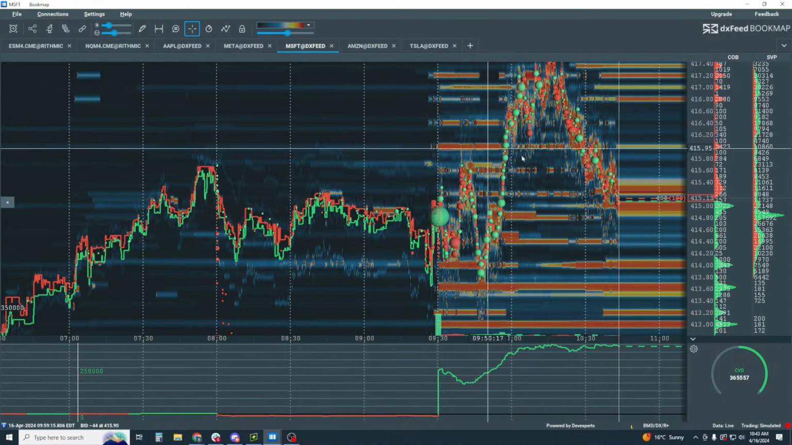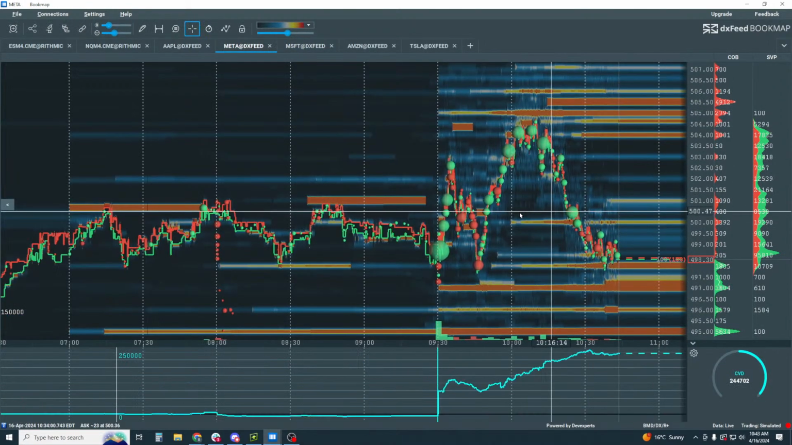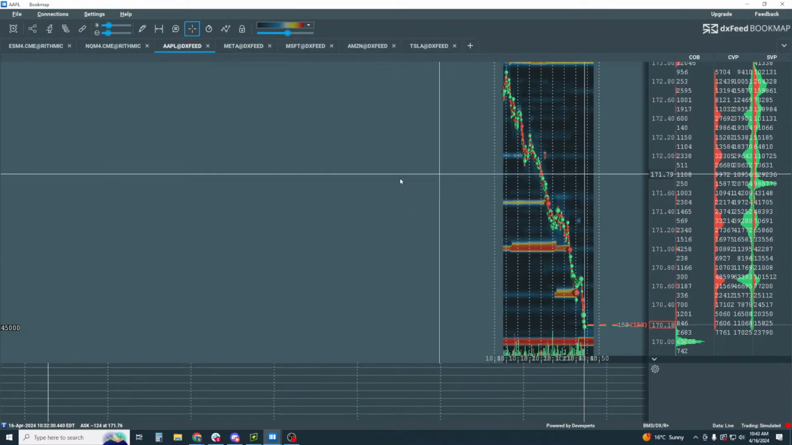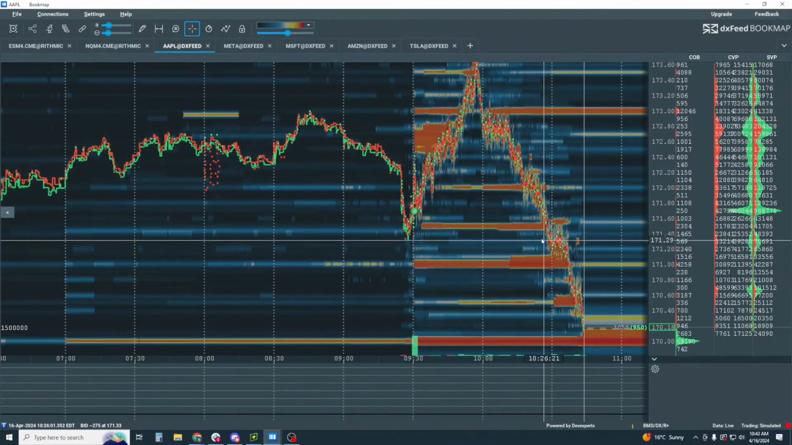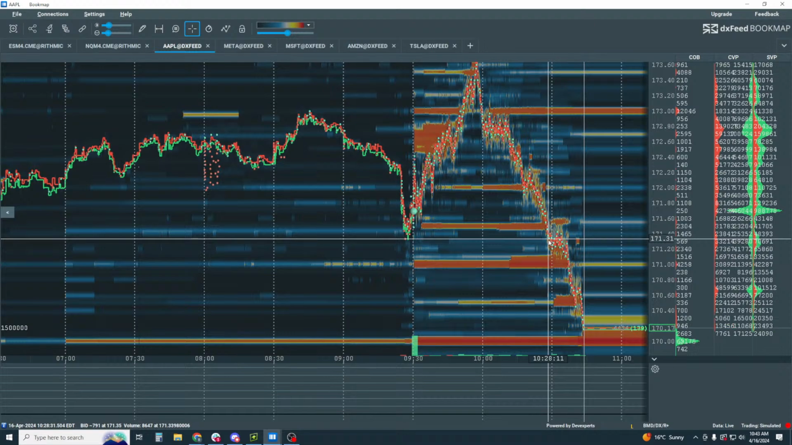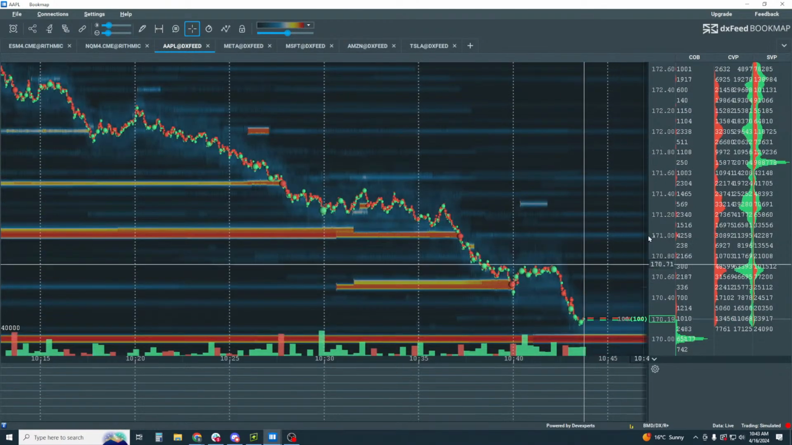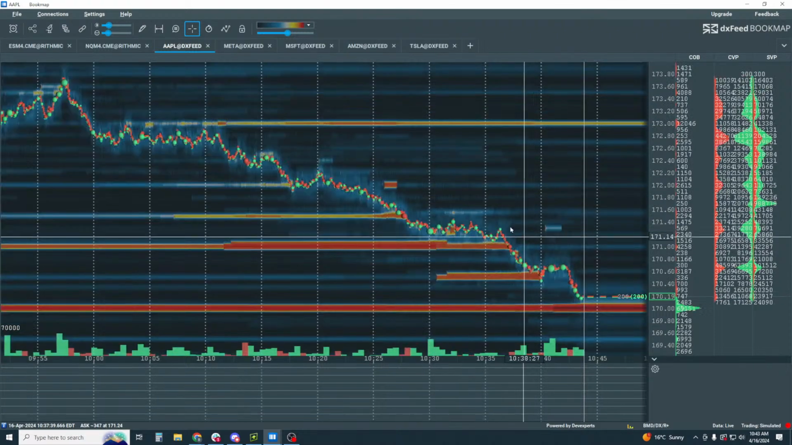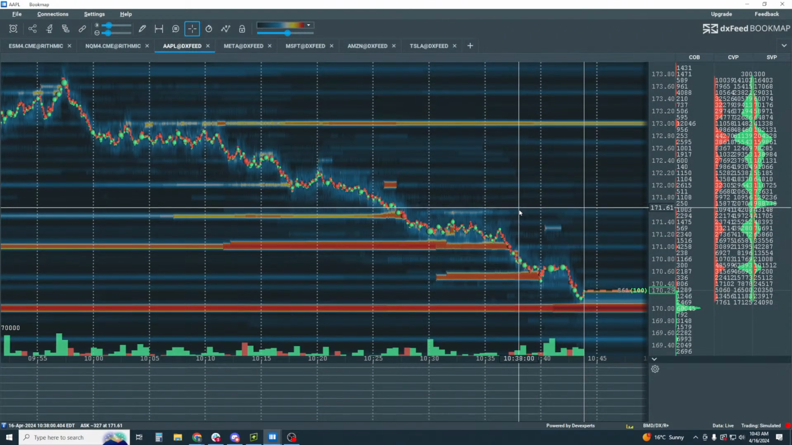Okay, these have all gone to the upside. That's pretty interesting. Not Meta. How about Apple? Apple, certainly not. Okay, well, Apple's trading into this 170 level down here. Now let's watch Apple really closely here.